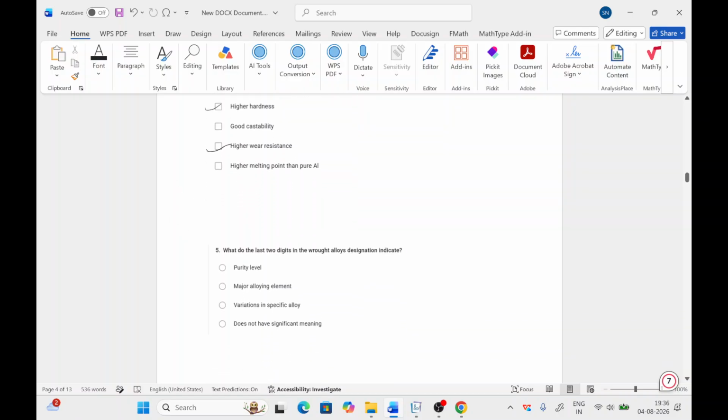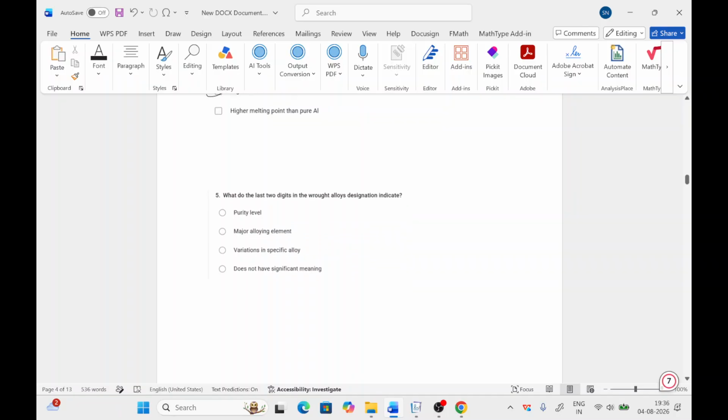What do the last two digits in the wrought alloys designation indicate? So the last two digits indicate purity level, like 1145. So it is 99.45% pure.